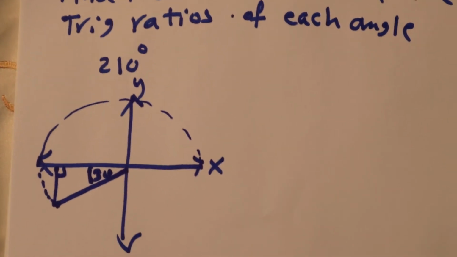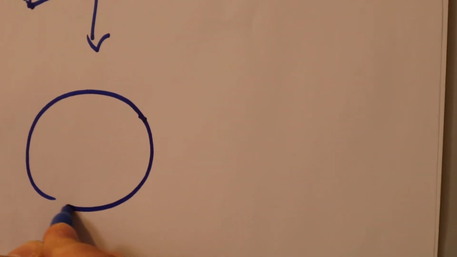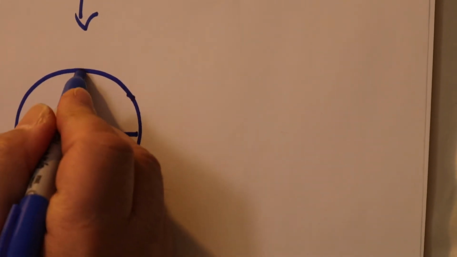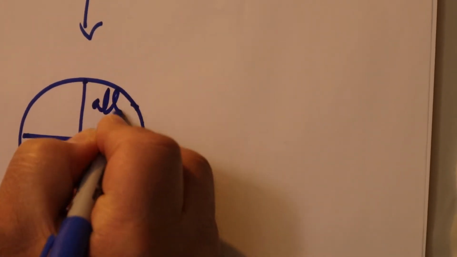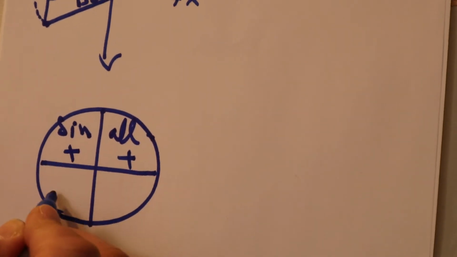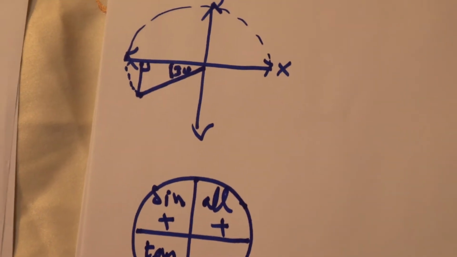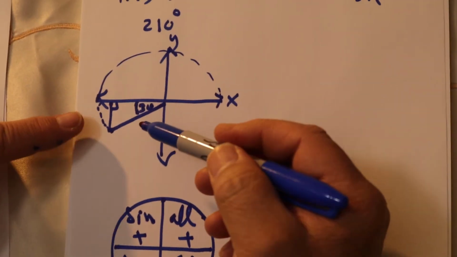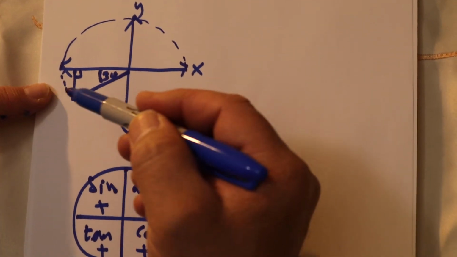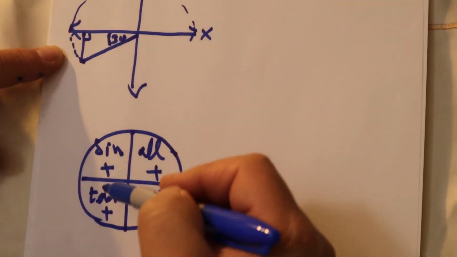Okay. So it reminds you of the sign of all ratios. In the first quarter, all here are positive. In the second quarter, only sine is positive. In the third quarter, tangent is positive. In the fourth quarter, cosine is positive. So if you want to find sine, it will be negative. If you want to find cosine, it will be negative. And tangent will be positive.